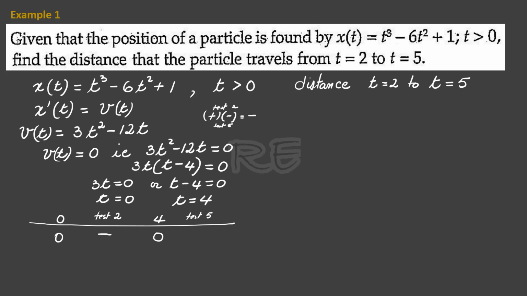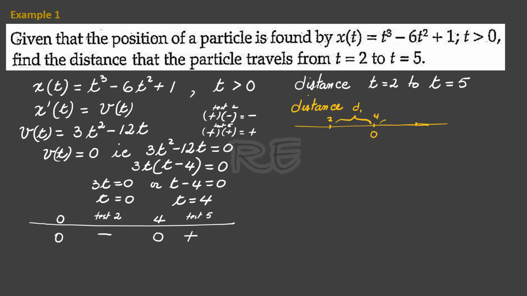And then when we test after 4, we test for 5. 3 times 5 is positive, and 5 minus 4 is positive. After 4, the particle is moving right, moving forward. Since the particle changes direction after 4 seconds, we're going to calculate two time intervals, and we're going to calculate them separately.